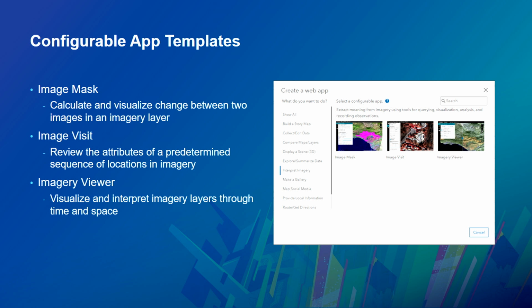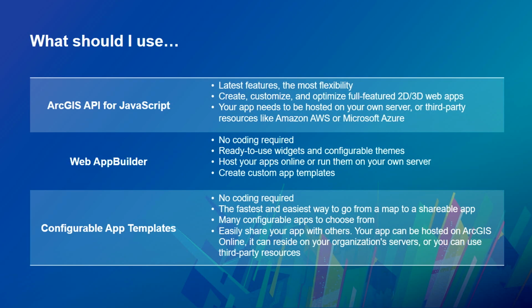So those are the 3 configurable app templates that you can use to incorporate the imagery data. They are available in ArcGIS Online already, and they are coming to the next version of Enterprise. So at the end, you may wonder, what should I use to create my imagery app? Here are some comparisons among these options.